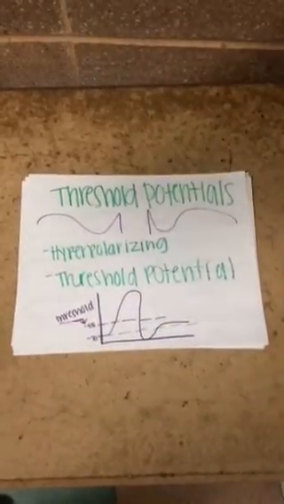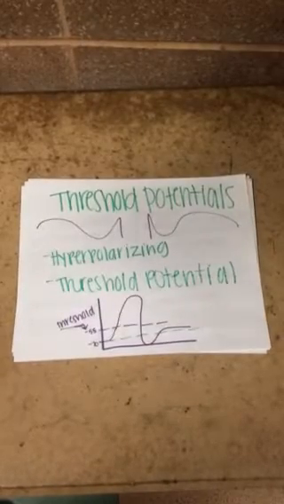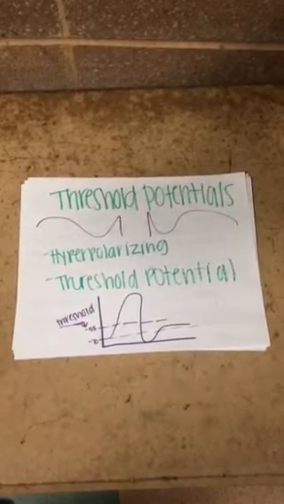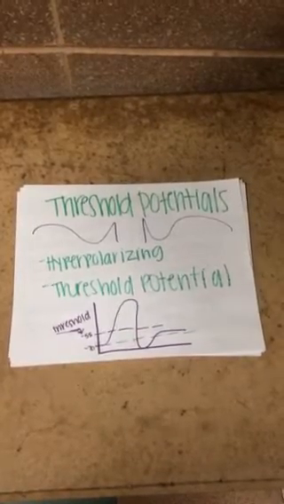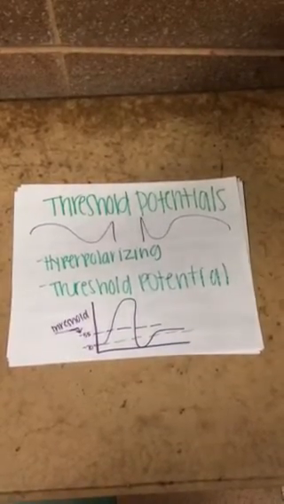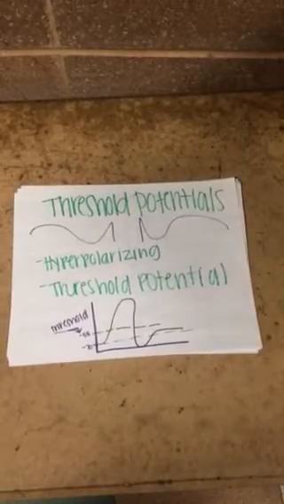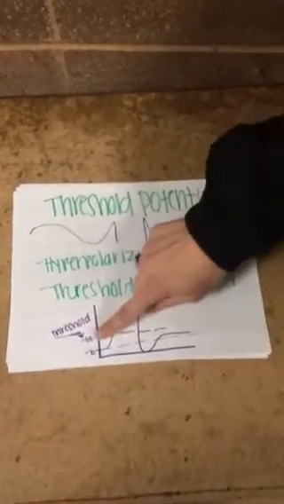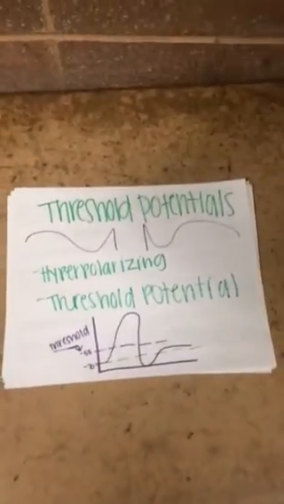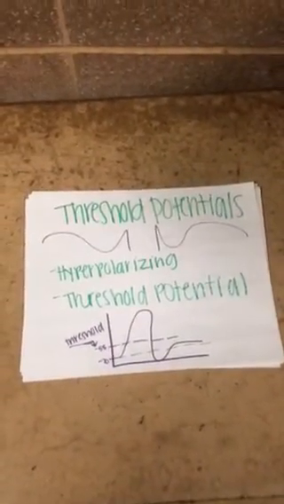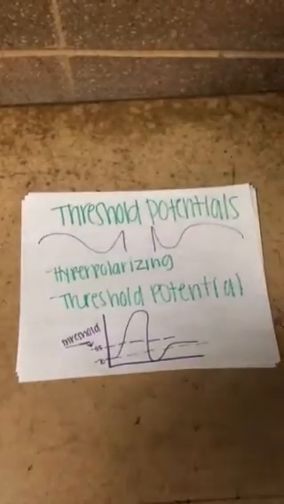Threshold potentials. If the membrane's resting potential becomes more negative, the membrane is hyperpolarizing. If the resting potential becomes less negative, the membrane is depolarizing. There are many subthreshold stimuli before reaching threshold potential at negative 55 millivolts. Once threshold potential is reached, the portion of the cell membrane being stimulated undergoes a sudden change in permeability.